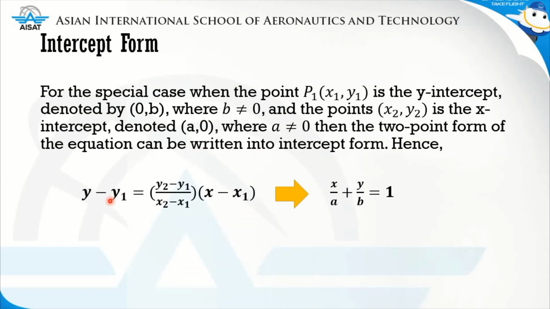Hence, we'll have y minus y sub 1 is equal to y sub 2 minus y sub 1 over x sub 2 minus x sub 1 times x minus x sub 1, which will transform into x over a plus y over b is equal to 1.